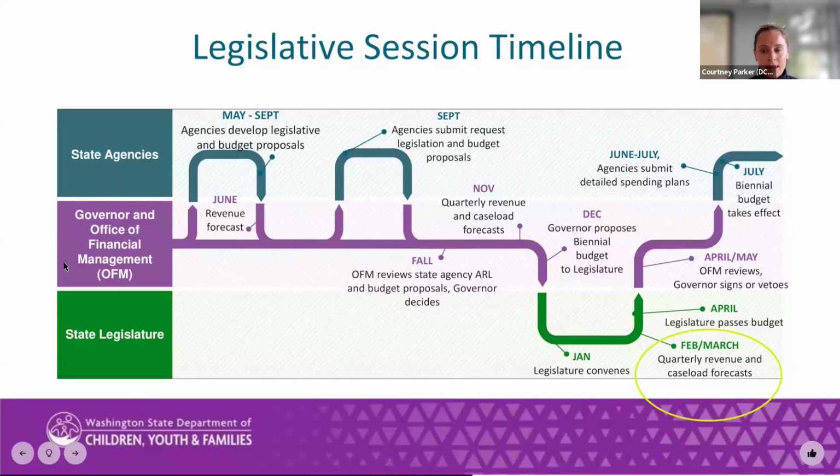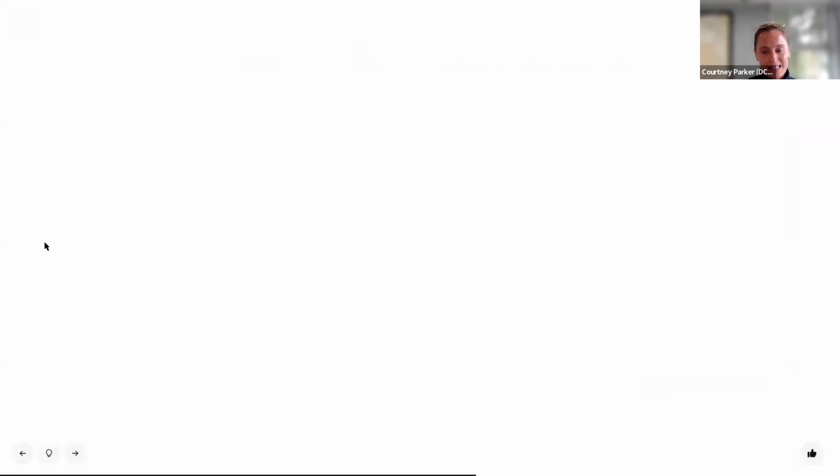I'm also noting that the Economic and Revenue Forecast Council released their quarterly update yesterday. I will go ahead and drop that into the chat for people to take a look at. Also noting that the legislature, both House and Senate, will be releasing their budgets this coming Monday, March 24th. So a lot happening, a busy time of session. We can go ahead and go to the next slide.